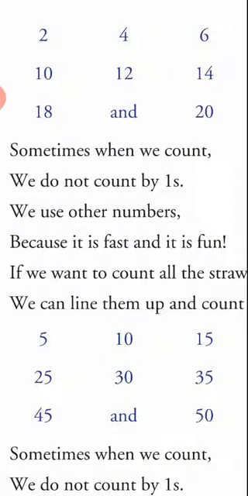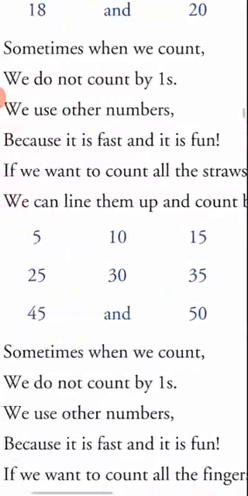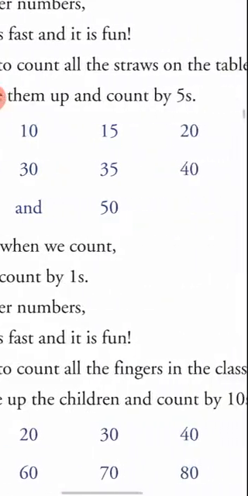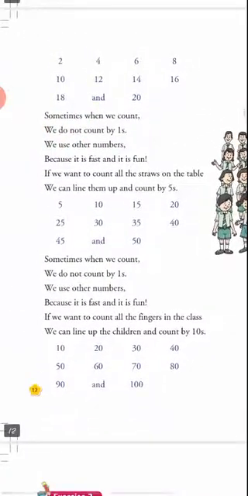Now let us continue with this. So the other lines are, sometimes when we count, we do not count by ones, we use other numbers because it is fast and it is fun. You can see that was very fun when we were counting those children by 2. Now, if we want to count all the straws on the table, we can line them up and count by 5s. That means if we want to count the straws, so we will count them with skip counting of 5.